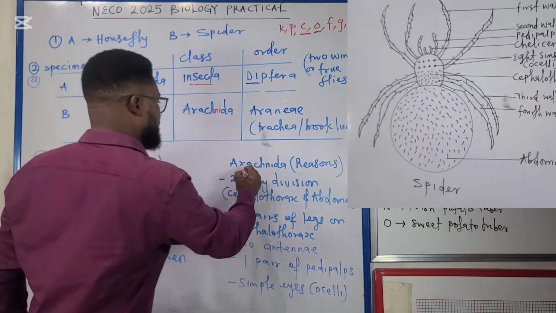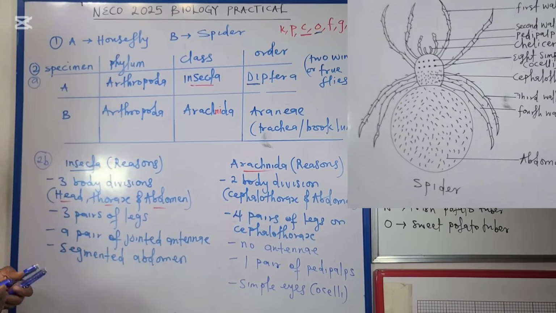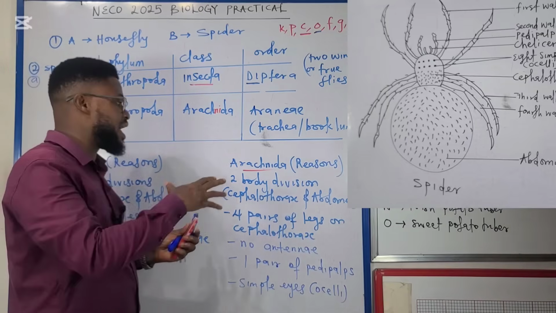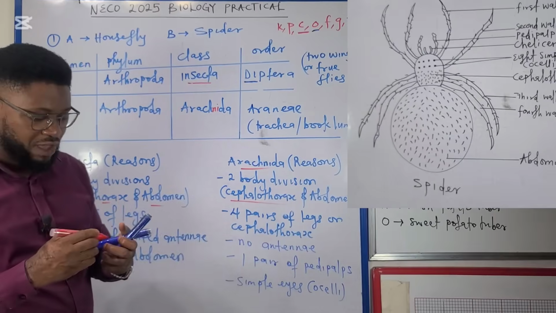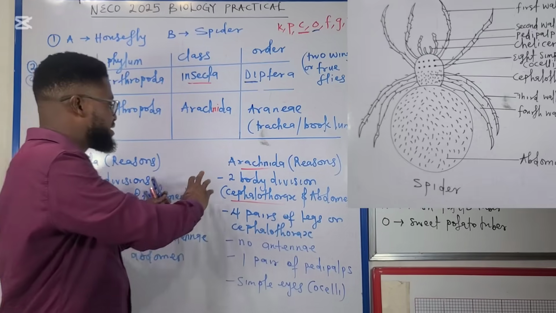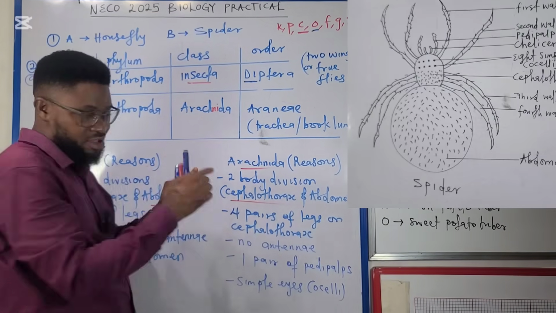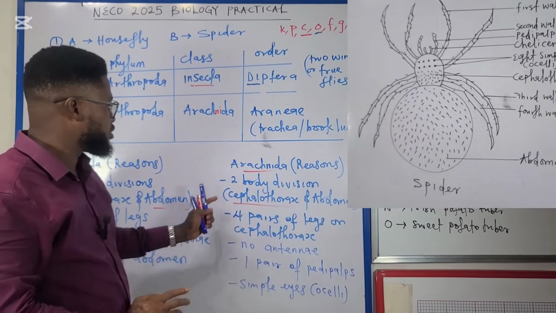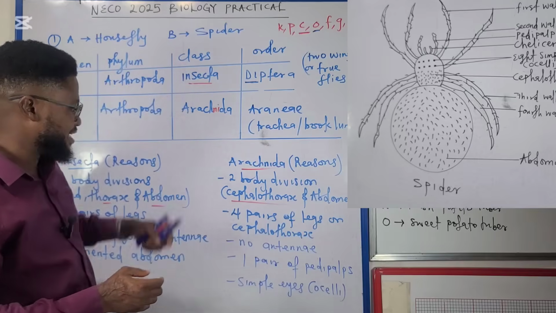Now, when we talk about the class Arachnida, why are we putting spider into the class Arachnida? The reason is very simple. It has two body divisions, cephalothorax and abdomen. When we say cephalothorax, the word cephal is from the word cephalos, which means head. In this case, thorax means the chest region. So the head and the chest are fused together. That's for the spider, you can see in that diagram. And then you now have the big oval abdomen. So it has two body divisions. That is why we are able to put it into the class Arachnida.